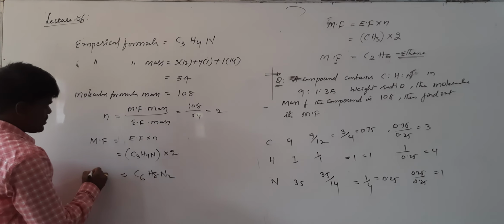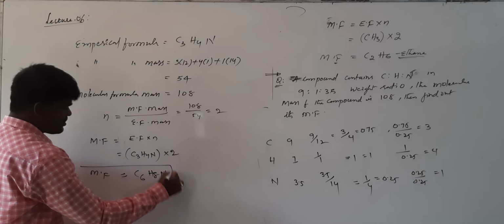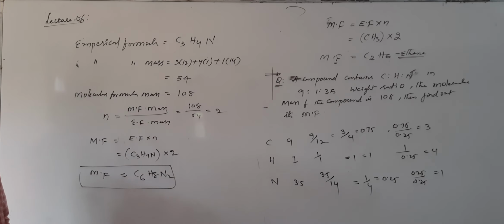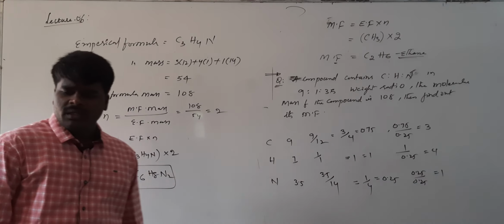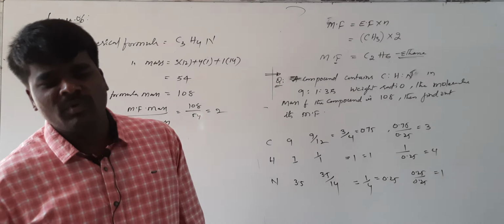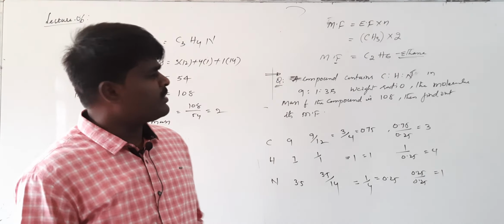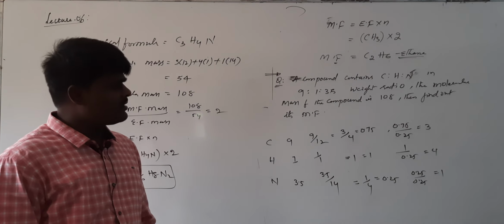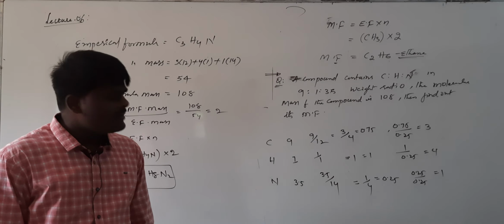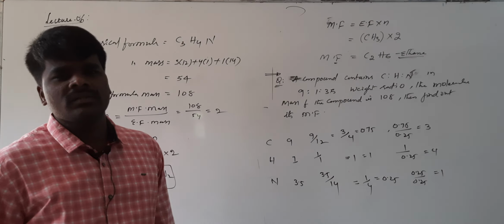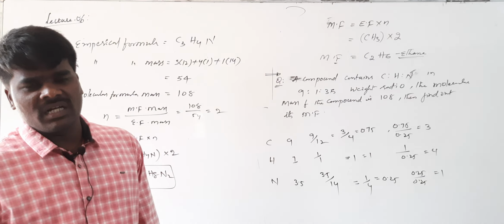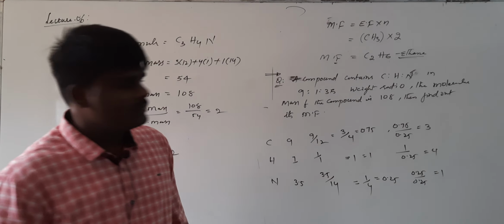C6H8N2. This is the molecular formula of the substance. This is how you have to determine the empirical formula as well as the molecular formula from the given information. There are also some other different types of questions, which we will discuss while discussing the objective questions of the particular concept. Hope it is clear so far.